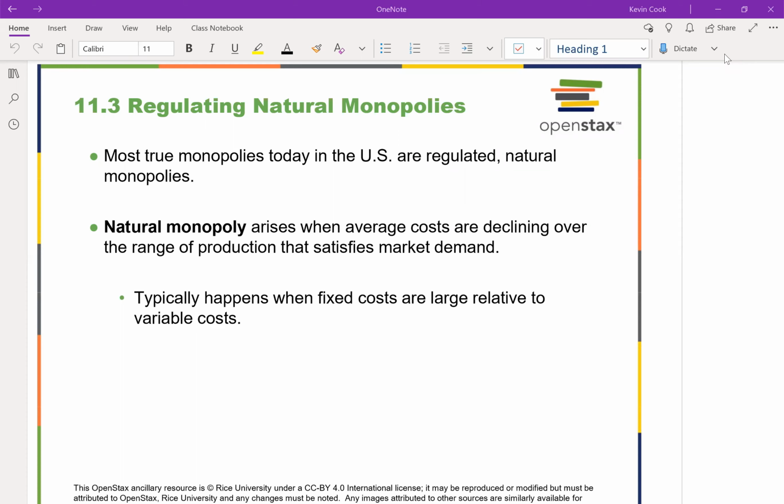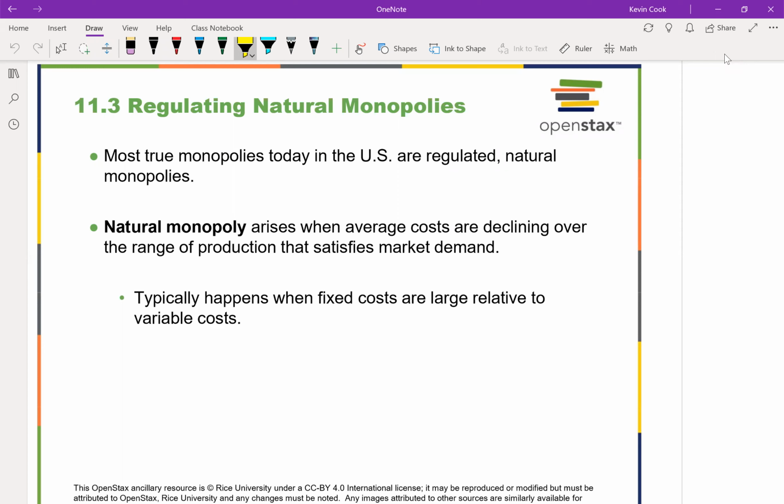So if we remember from a couple weeks ago, we talked about natural monopolies, and this is just when, in general, a monopoly naturally arises from a certain market. What we often see is that the average cost declines as more and more people get into this market or into this one firm. And typically we see this when we have high fixed costs and relatively small variable costs.